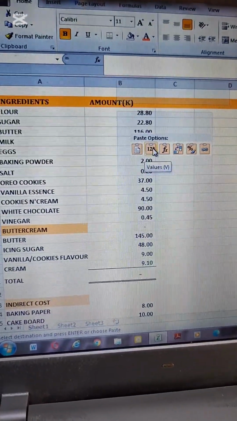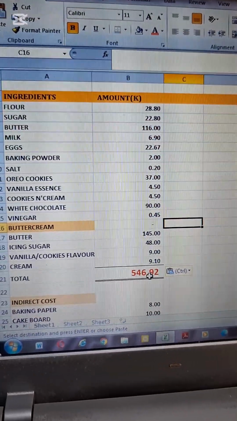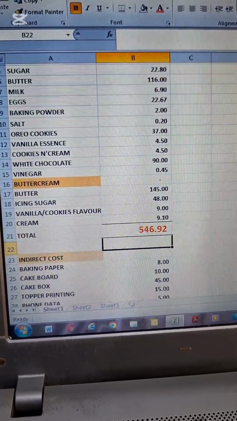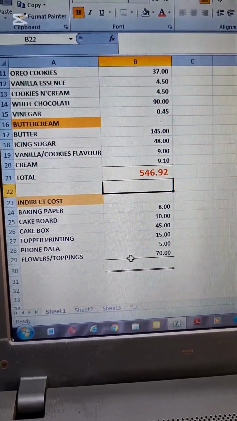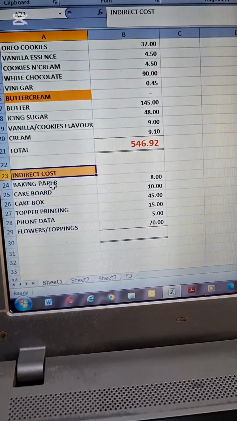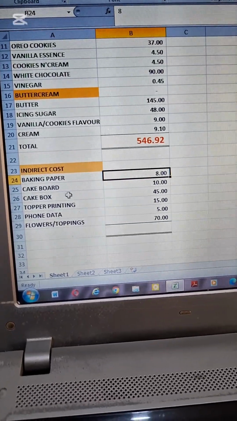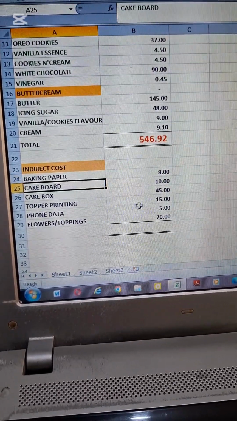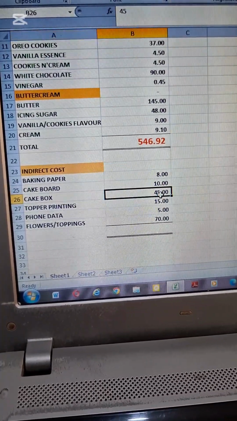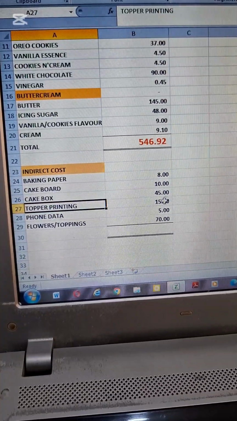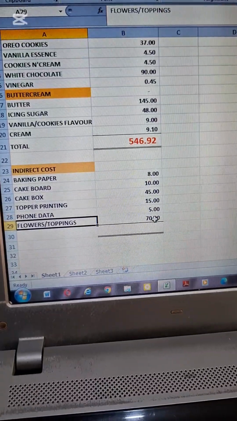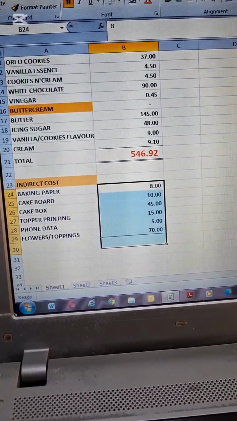So here we have our total cost of ingredients, which is 546.92 kwacha. In addition to the cake itself, we also have these indirect costs, such as baking paper, so it's 8 kwacha. Then a cake board, it's 10 kwacha. Then a cake box, 45 kwacha. Then a topper for message printing, 15 kwacha. Font data, 5 kwacha. And flowers that I use for decorations, I bought those at 70 kwacha. And the total for that is coming to 153 kwacha.